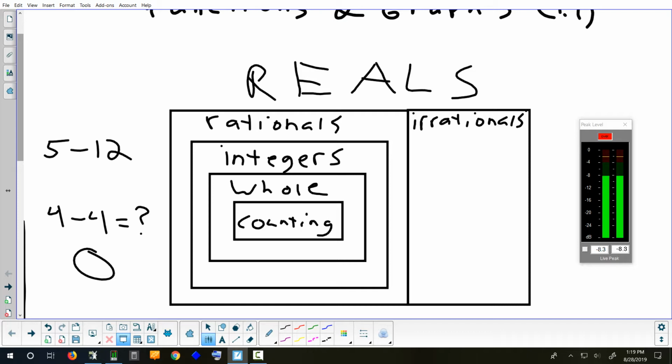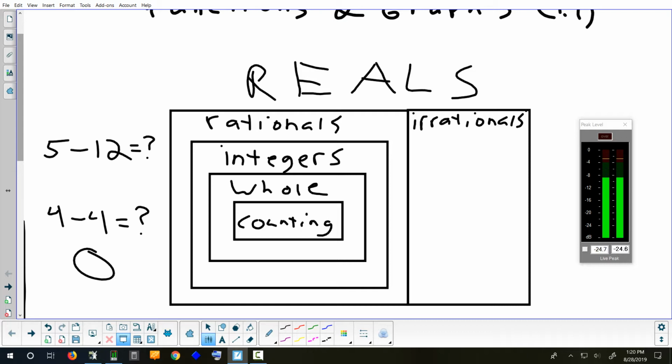Same with integers. Well, 5 is a counting number. 12 is also a whole number. But the problem is when you do 5 minus 12, you can't do that. Not with whole numbers, right? Because whole numbers start at 0 and they go up. So we have to invent the idea of having even less than nothing. And that's where integers come in. And now you have negatives.